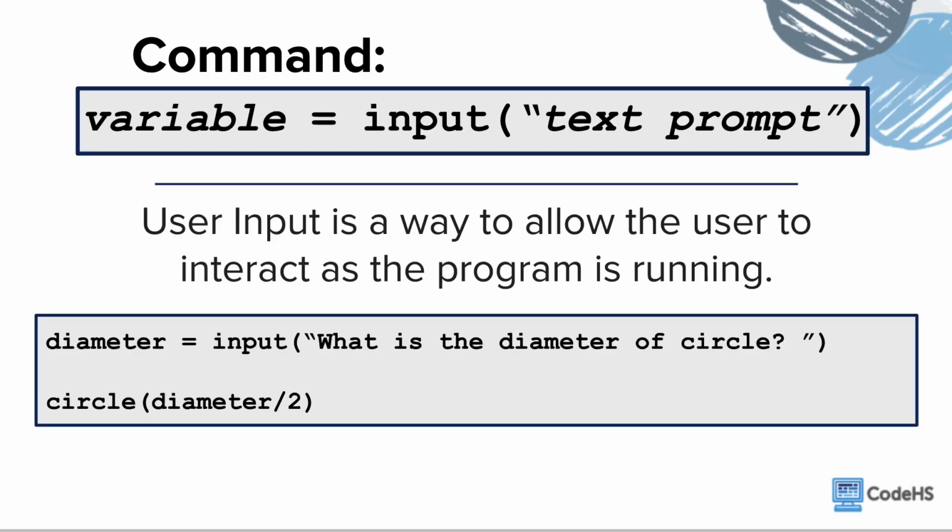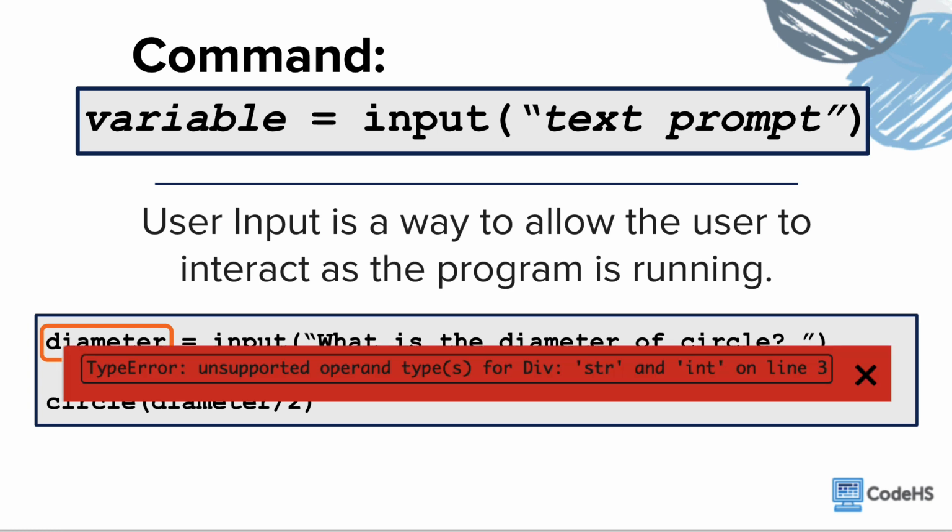Now what if we wanted the user to enter the diameter of the circle and use it to draw a circle? Remember, the diameter is how wide the circle is from one edge to the other. Well, we could use the input command to ask for the diameter first and save this value in a variable called diameter. Then, remember that our circle command takes in the radius of the circle, which is half of the diameter. So we could just take the number the user entered and divide by 2, right?